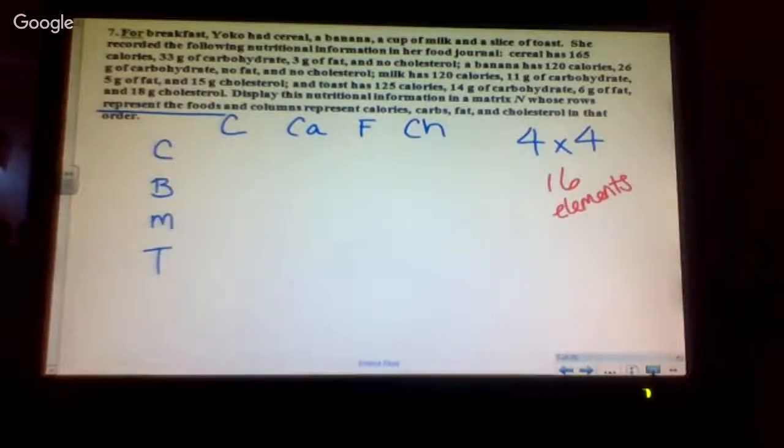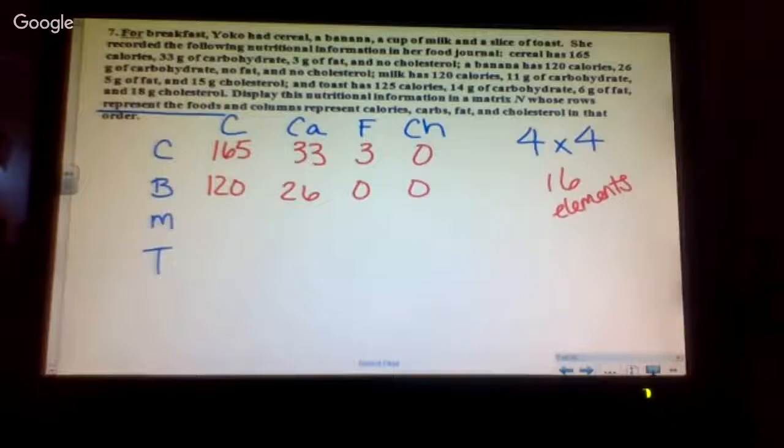So cereal: calories, 165. Carbs, 33 grams. Fat, 3 grams. And cholesterol, 0. There is none. Banana: calories, 120. Carbs, 26. Fat, 0. And no cholesterol. Bananas are super healthy.